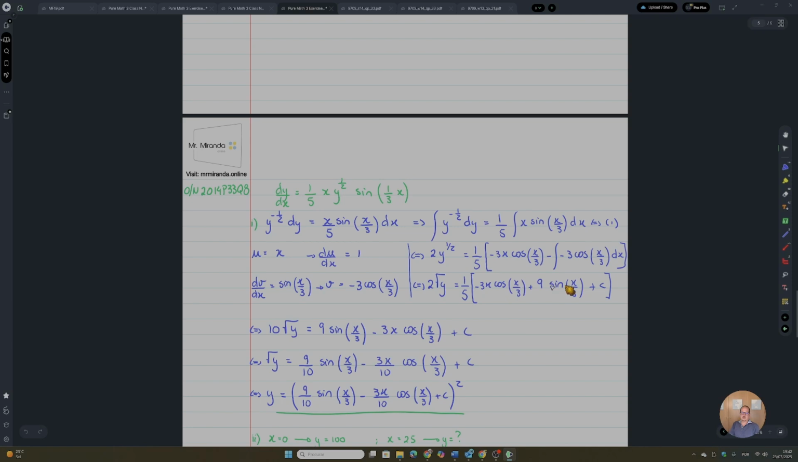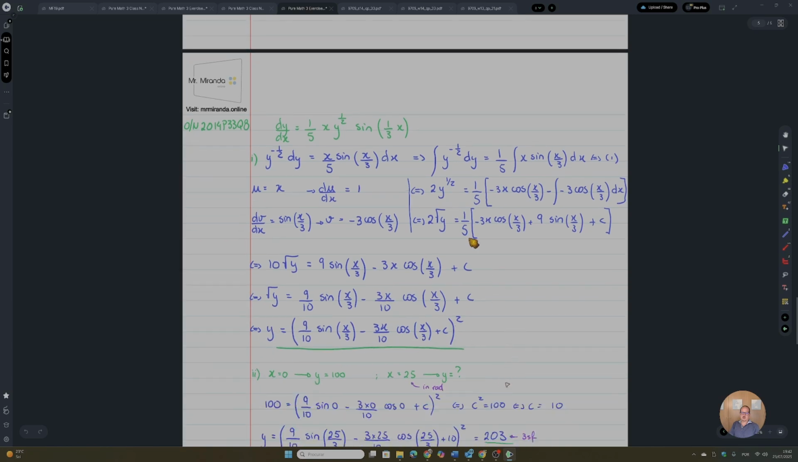I just flipped the position of those two. Get rid of the 10, dividing everything by 10. Get rid of the square root, squaring both sides. And here you have this long expression, but it's the one that you need.